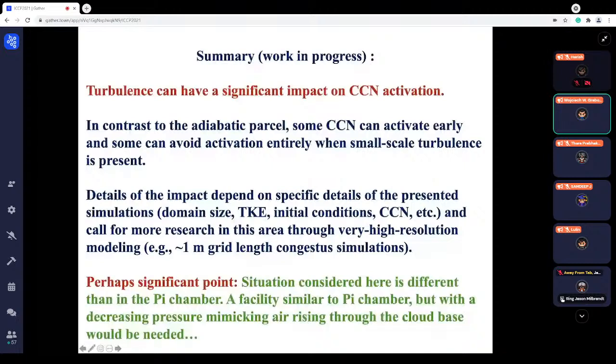So I think the first point here, that turbulence can have significant impact on CCN activation, is something that I would like you to keep in mind. So thank you very much. And if there are some questions, I can answer them. And of course, I expect that some of you may be reviewers of this paper.